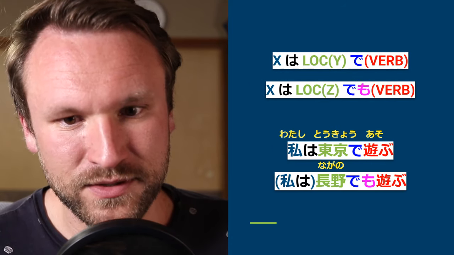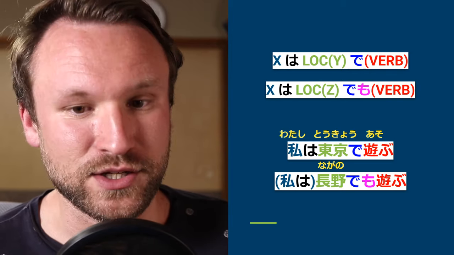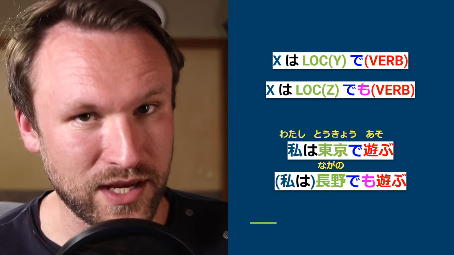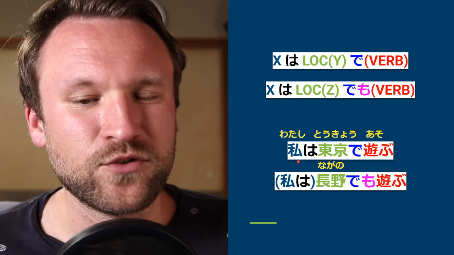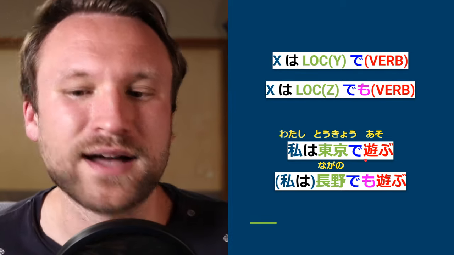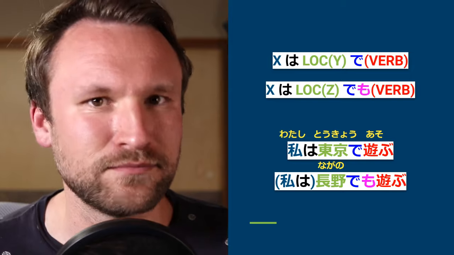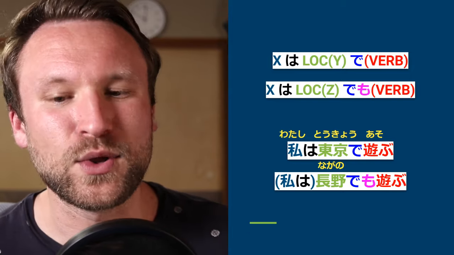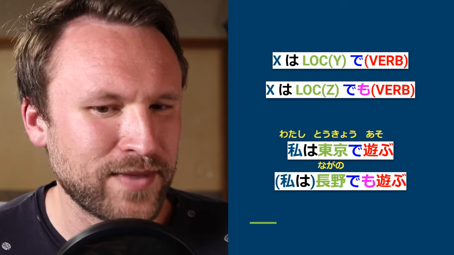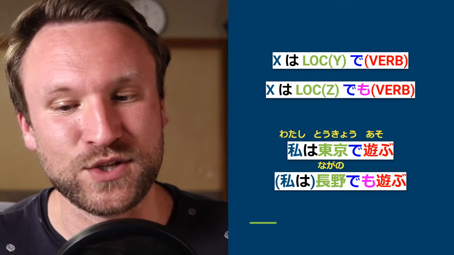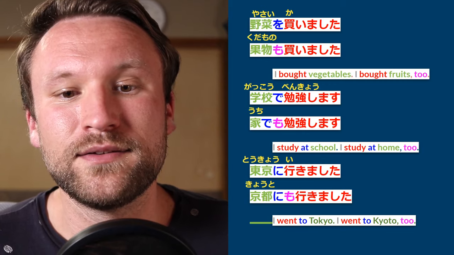You need to have ni mo. Same for de. So X wa, location of Y, de, an action. To say you also did something at a location, you would use demo. So let's use this example, same as before, kind of. 私は東京で遊ぶ。遊ぶ means play, but it can also mean to have fun, basically, in Nagano, with my friends, maybe. So 東京で遊ぶ. I'm going to go hang out in Tokyo. You can sort of translate 遊ぶ as hang out as well. 長野でも遊ぶ. I'm going to hang out in Nagano or have fun in Nagano as well. So I hope that made sense.